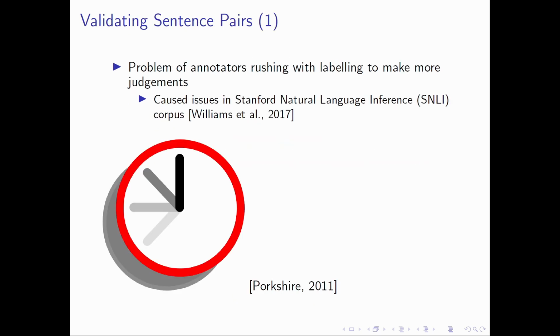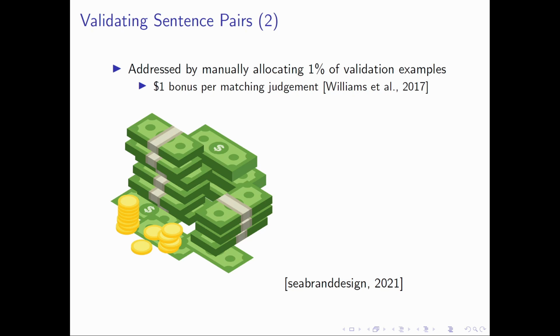In the Stanford Natural Language Inference corpus, they encountered the problem of annotators rushing the labeling process to make more judgments. Annotators are paid based on the number of judgments they make, so accuracy was often sacrificed in favor of speed. MultiNLI identified money as being the primary motivating factor for this, and sought to address this problem by manually allocating 1% of validation examples. For each matching judgment, annotators would be awarded an additional bonus of $1. These workers would not know which of these validation examples were manually allocated, and so it became in their best interest to make accurate judgments, as losing out on the bonuses would outweigh any extra judgments they would make by prioritizing speed instead. I will now hand over to Will to discuss MultiNLI's performance with various deep learning models.